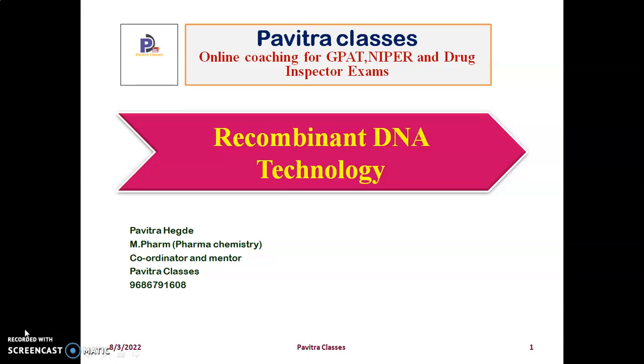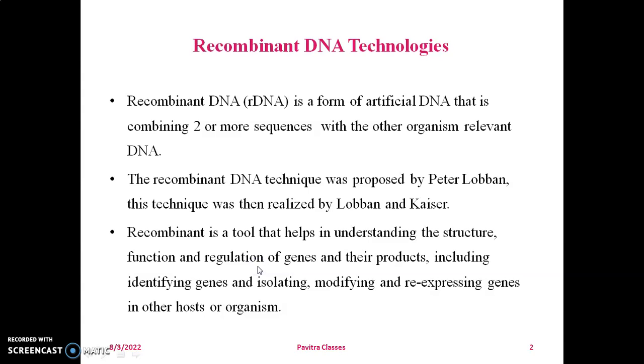Today you are studying one of the important topics in biotechnology, that is recombinant DNA technology. So, what is recombinant DNA technology? It is a form of artificial DNA. We are changing the DNA sequences, altering the DNA sequences by combining two or more sequences with the relevant DNA of another organism.